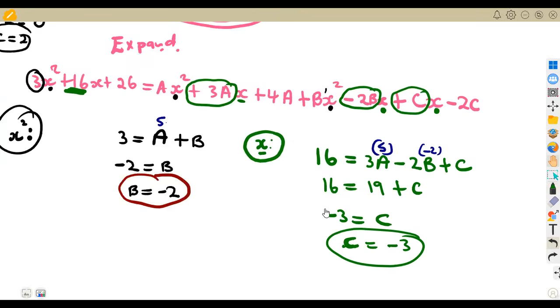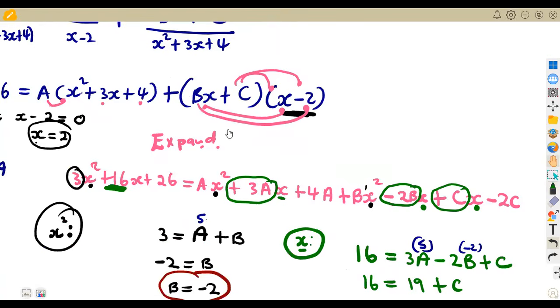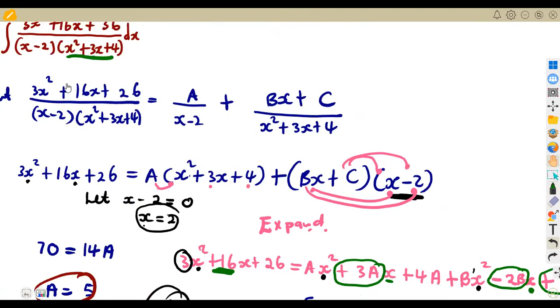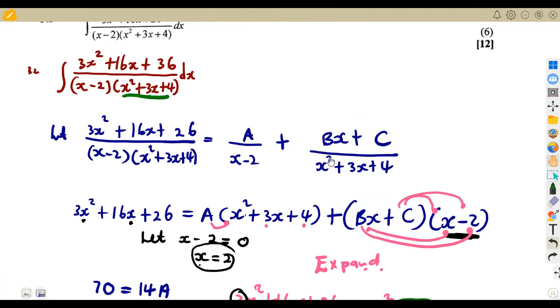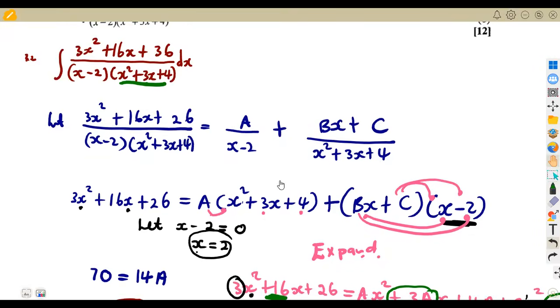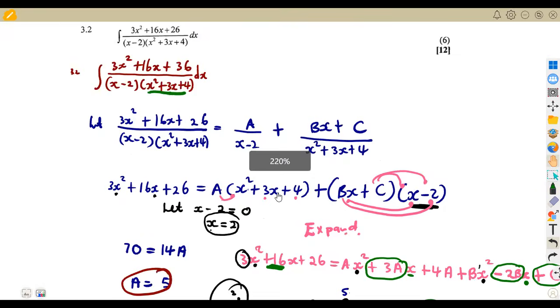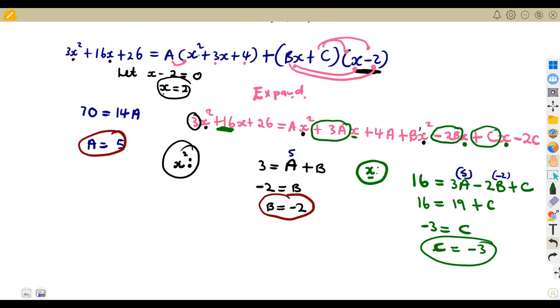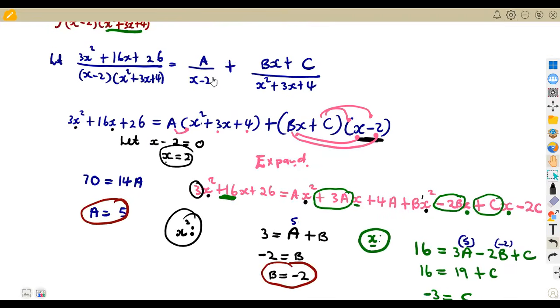After everything, we can now go back and substitute into our partial fraction part. A over x minus 2, this is what you're supposed to have. From all that we had before, it is supposed to be written this way. So let's do that and see. We've got the value of a, which is what? 5. So it's 5 over x minus 2. That is what we have. That is what we were given here, a over x minus 2.